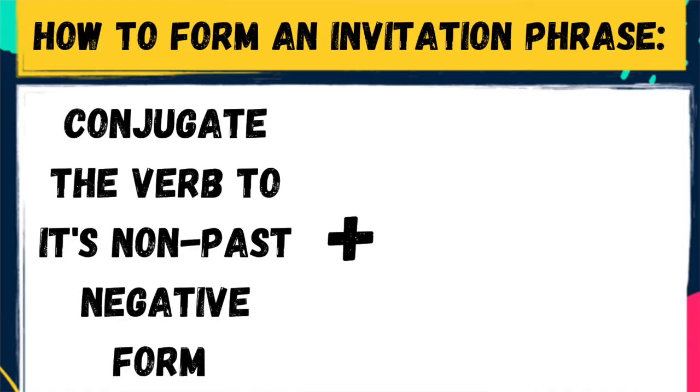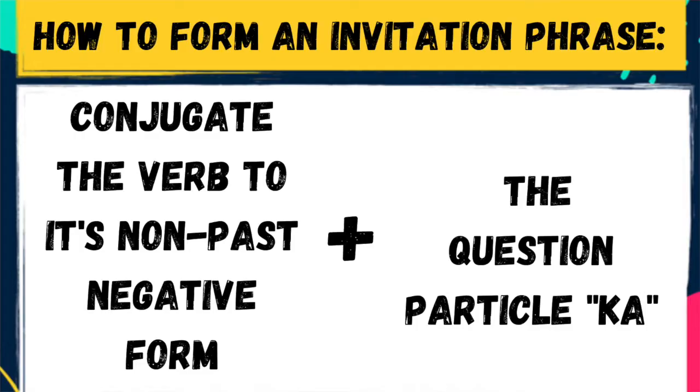So to form an invitational phrase using Japanese, we have to conjugate first the verb to its non-past negative form. The non-past negative form of the verb is masen, followed by the question particle ka at the end. So, masen ka. So let's take the verb to eat in Japanese.